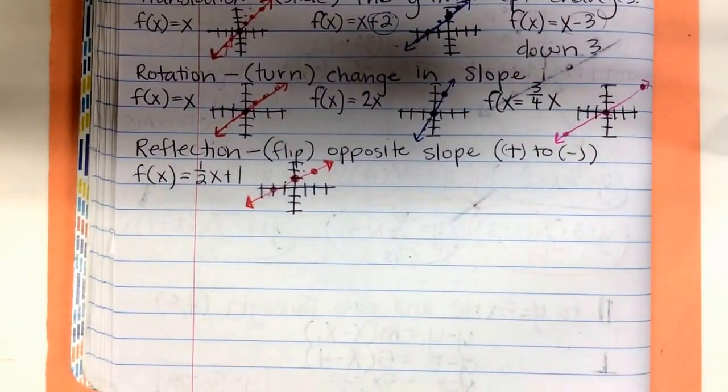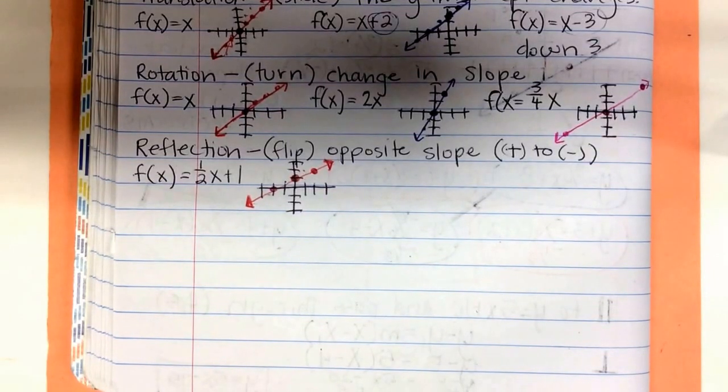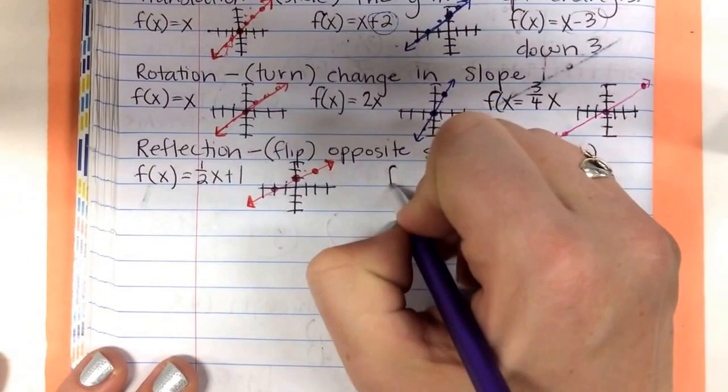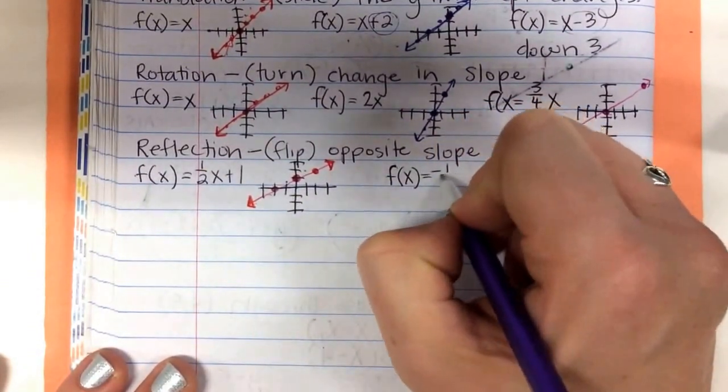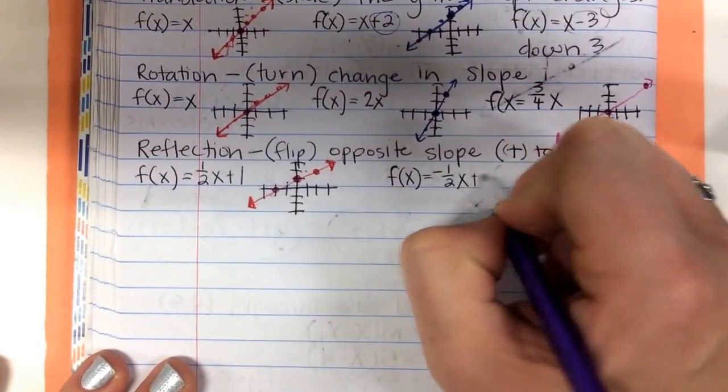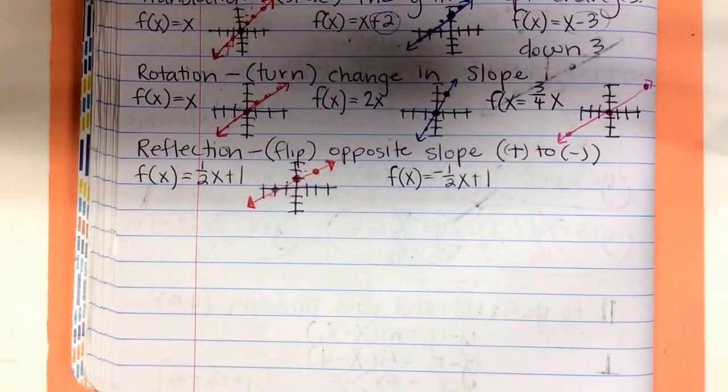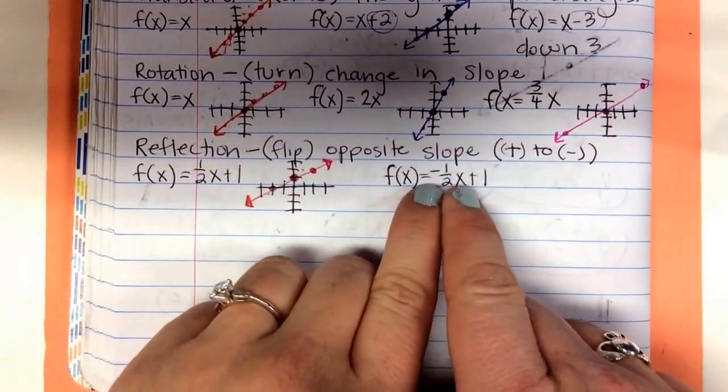What would I do to reflect that equation? What's going to change in my reflection? What do I do to reflect it? Cameron? Yeah. I change it to negative 1 over 2x plus 1. I change my slope. It was positive here, so I change it to negative.